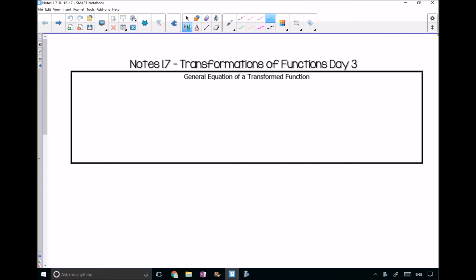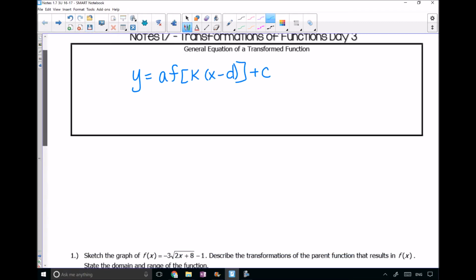The first thing it asks you to do is write the general equation of a transformed function, and this is how we would write it out. y equals a times f of k times x minus d, plus c. Now, this looks really scary at first, but don't let it scare you. It's just putting together everything that we figured out. So the first thing I want to talk about is the a value.